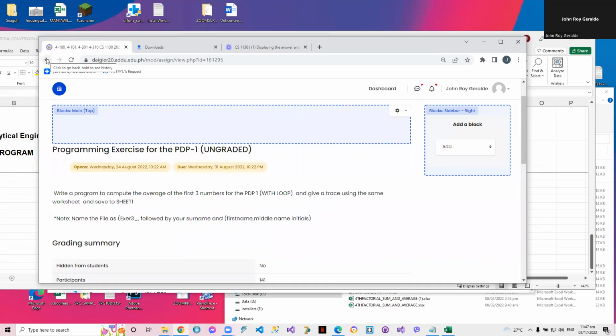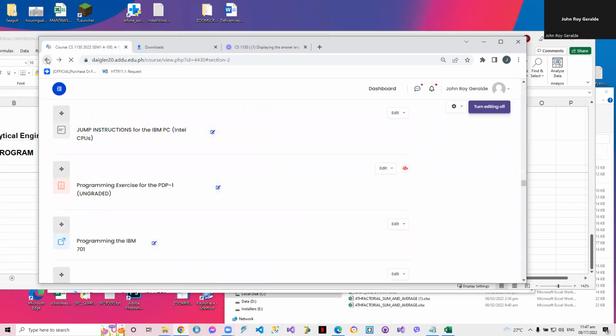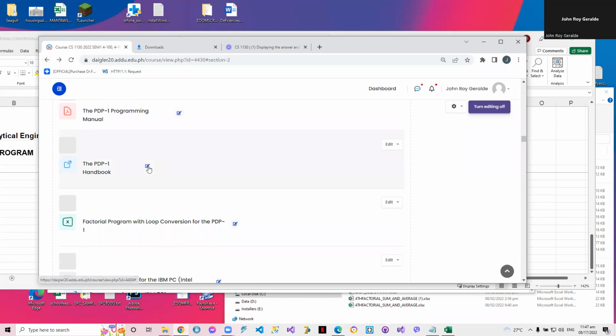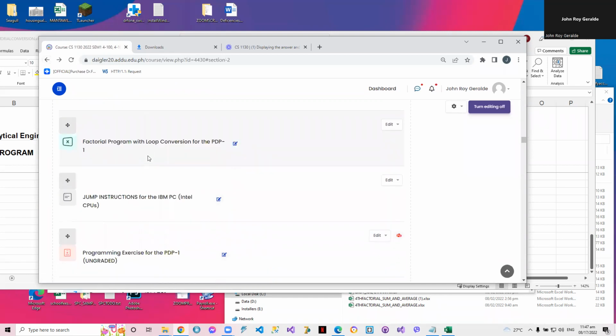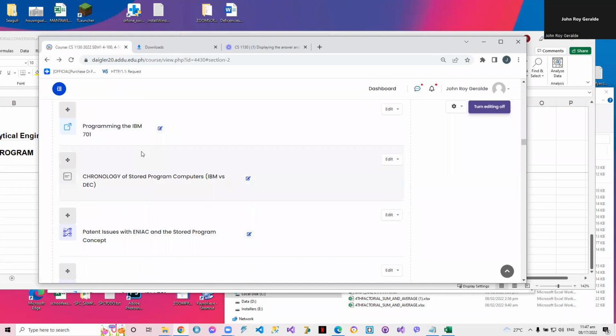This is due until the end of the month. This is ungraded, but this will be part of the exam, which we'll have on August 26th. So you have to solve this because this will be part of the exam.